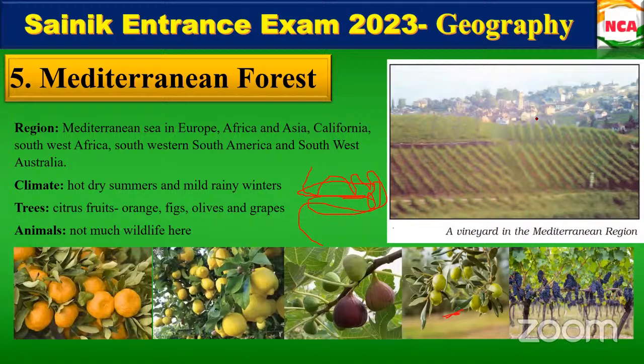So mostly the trees found here are citrus fruit trees, like orange, mandarin, lemon, okay? Figs, olives, and grapes will also be there. And there will not be much wildlife here, because the people will be removing all the things and cultivating what they want. If we are eliminating the natural vegetation, what will happen? We are eliminating all the creatures that are present in that region as well. So that is why. Okay.